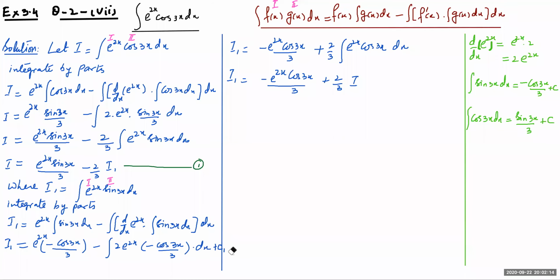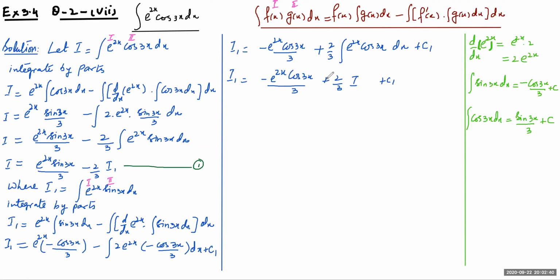I better write it down. I'm going to write C1 here. I'm going to introduce a constant of integration in this step because this was the step in which I performed the last integration. So I must introduce a constant of integration here. So I've added a C1 here, I added a C1 here, and I added a C1 here. Now bring this 2 by 3.